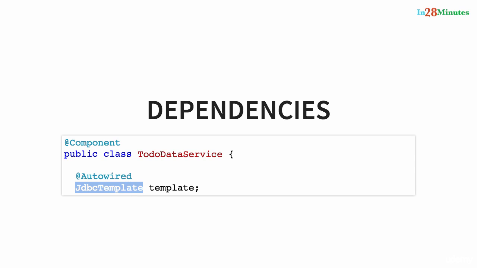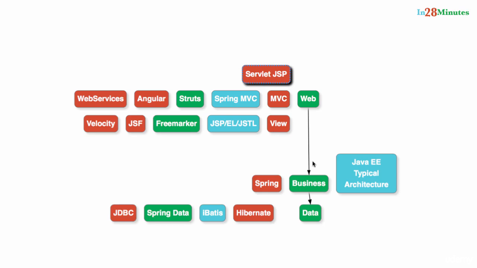So the JDBC template is a dependency of the to-do data service. We saw examples of dependencies in the web layer, to-do controller. In the business layer, we saw that the component which is present in the business layer is to-do business service, and it's dependent on to-do data service. And the to-do data service is dependent on the JDBC template which is provided by Spring JDBC to be able to talk to the database.